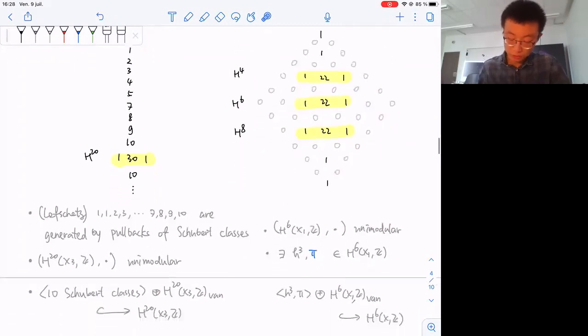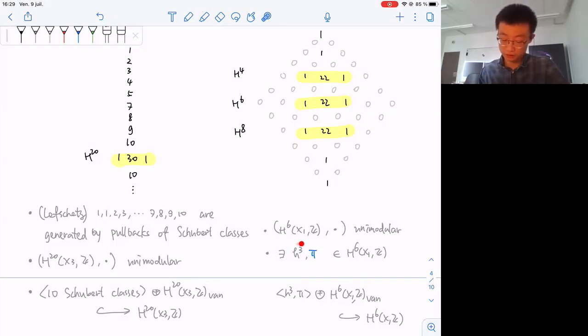Since this is a middle cohomology, this is a unimodular lattice. And if you look at this number here, this is 22. And what we want is 20. So in fact, I claim that there are 2 classes that are always algebraic. First there's the H cube, which is a complete intersection of 3 hyperplane sections. And there's another class pi that I'm going to come back to in a moment.